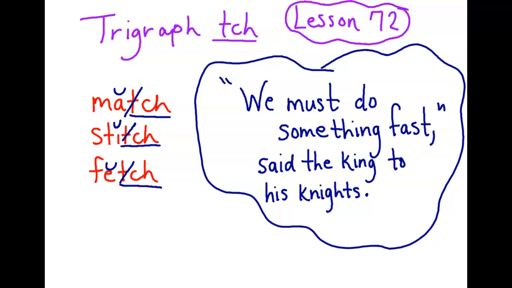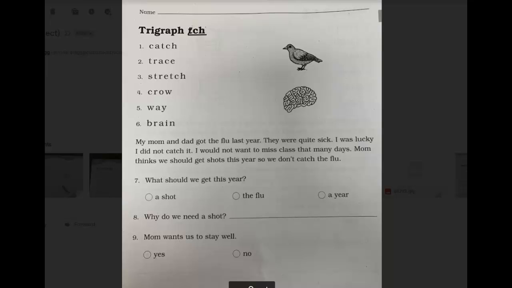All right. Here's what we're going to do next. I want you to pull out Lesson 72, the worksheet side, and get ready, and let's do one side together before you practice independently. All right, you should have this worksheet 72. Turn to this side right here, and let's work on this together. Here we go. If you'll echo the words after me. Catch, trace, stretch, crow, weigh, brain. All right, so let's code these.